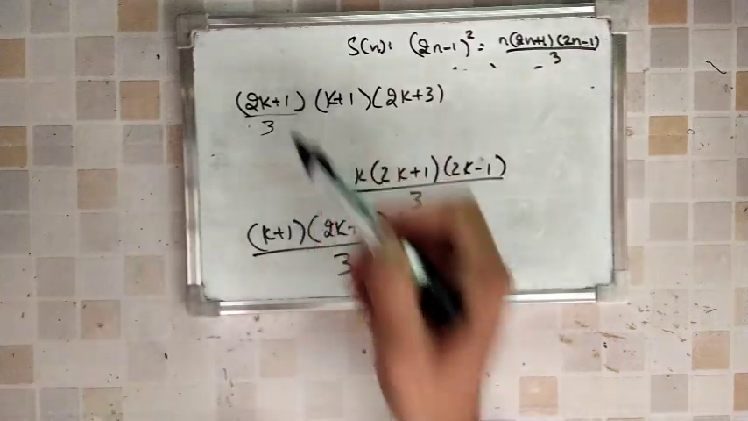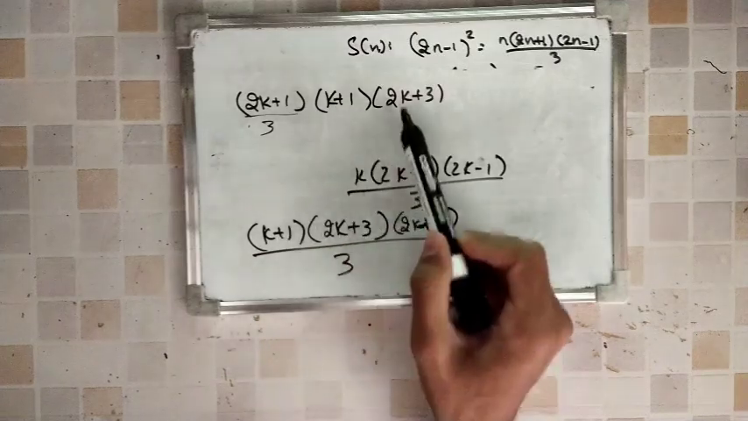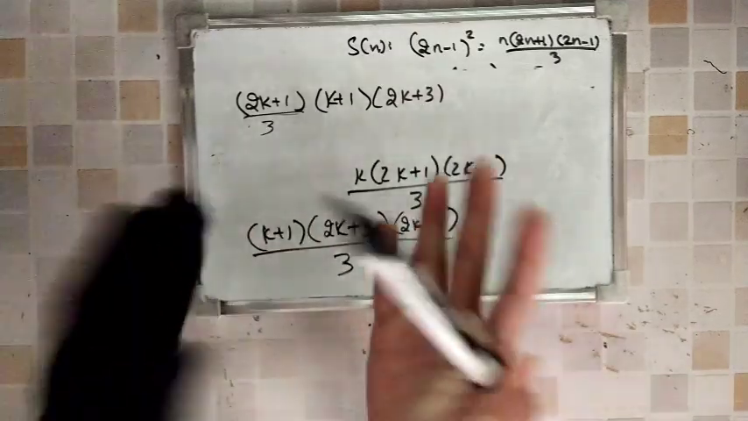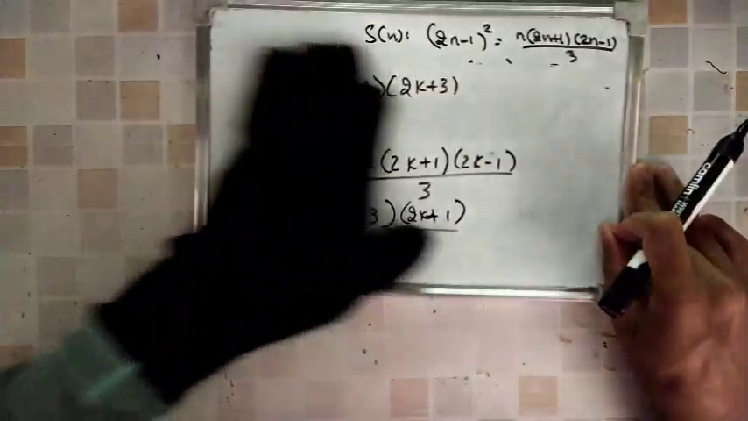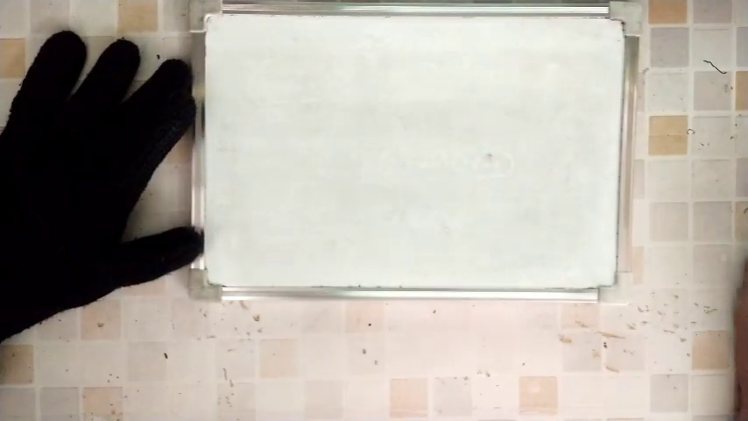Now see, is it same or not? So I have k plus 1, yes; I have 2k plus 3, yes; I have 2k plus 1, yes; divided by 3 also it is there. The order is different, but the final answer is the same. I proved by using mathematical induction that my given statement is true.